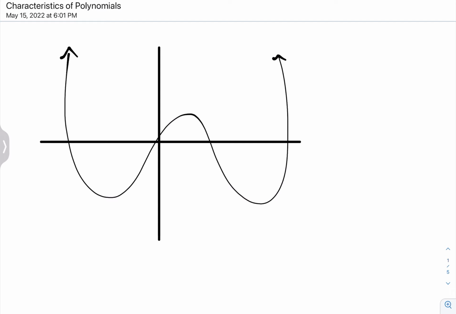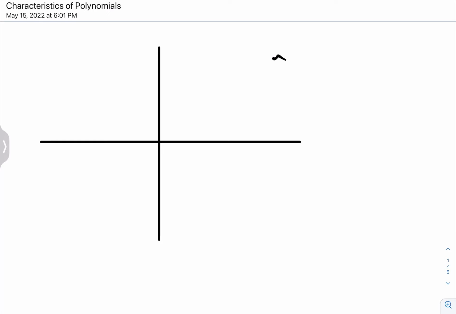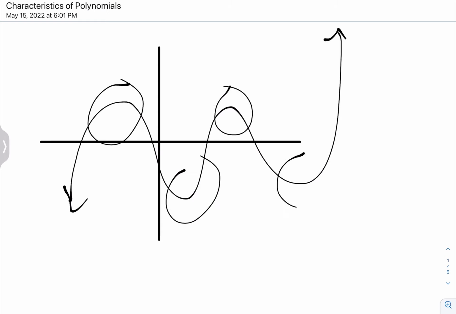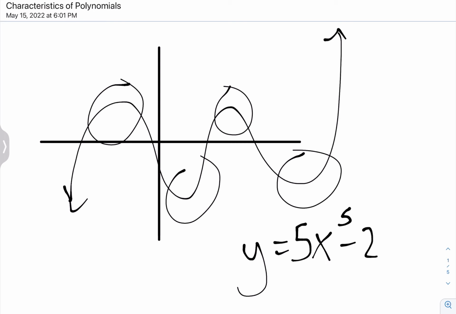Okay, one more example might be something crazy like that, right? So there's going to be 1 turn, 2 turns, 3 turns, 4 turns. Okay, so there's 4 turns. That means we can expect this to be a quintic function, so y equals x to the 5th. And like I said, there could be a 5 out in front, minus 2x to the 4th, and so on. But we know the highest degree can be 5 at the most.